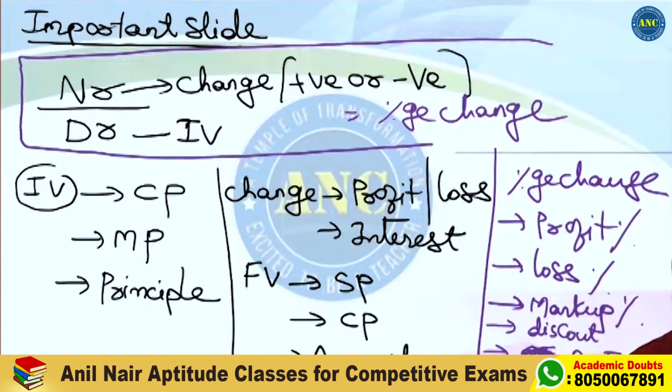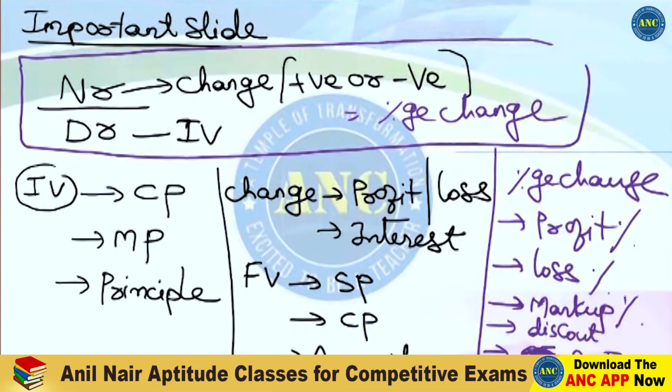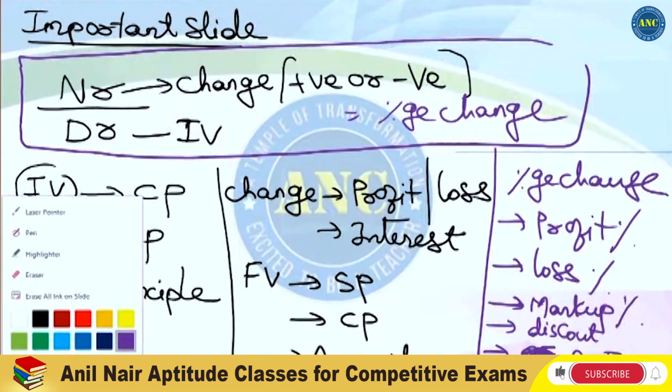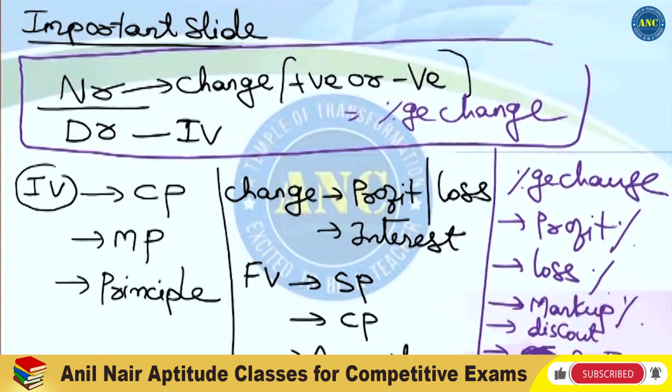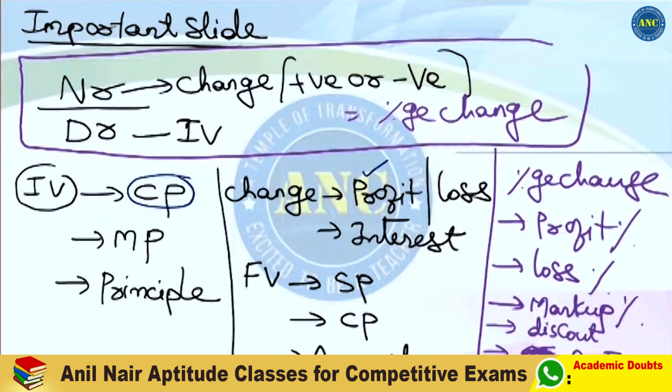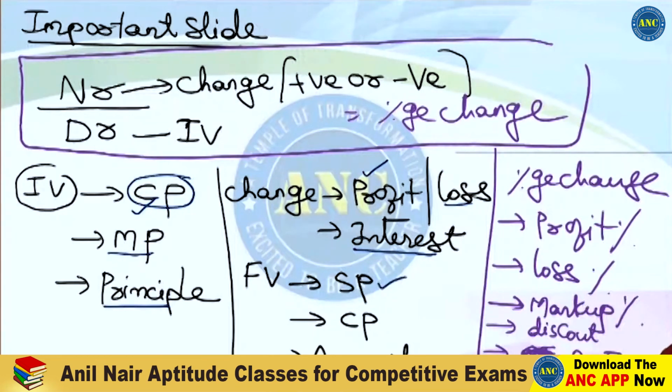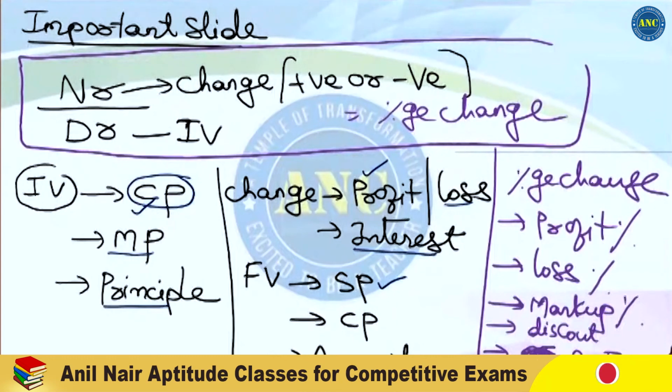If a change is given in the question, change can be converted into a fraction. Numerator by denominator. Denominator is the initial value. Initial value can be a cost price. On cost price, if I apply profit, I will get selling price. On cost price, if I apply loss, I will get selling price. Right? On principal, if I apply interest, I will get amount. On market price, if I apply discount, I will get selling price. On market price, if I apply markup percentage, I will get cost price.